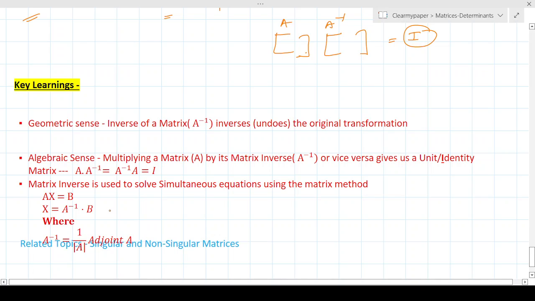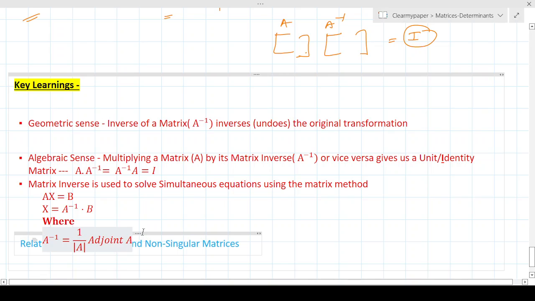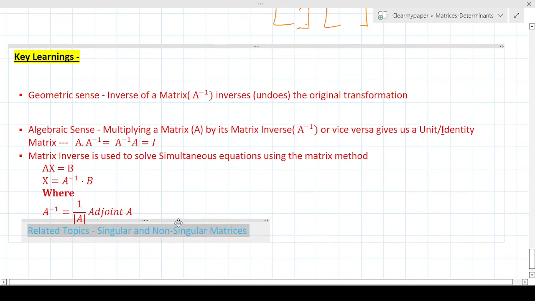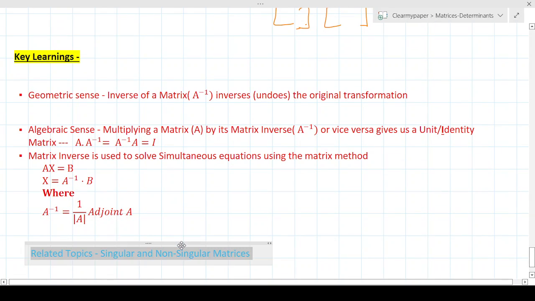And last but not the least, the applications of matrices, which we already saw: the concept of the inverse of a matrix can be used to solve simultaneous equations using the matrix method, which we discussed in detail, where we saw these equations given as AX is equal to B, and then we get X is equal to A inverse into B, which is what we saw above, and the A inverse itself is nothing but 1 over the determinant multiplied by adjoint A.